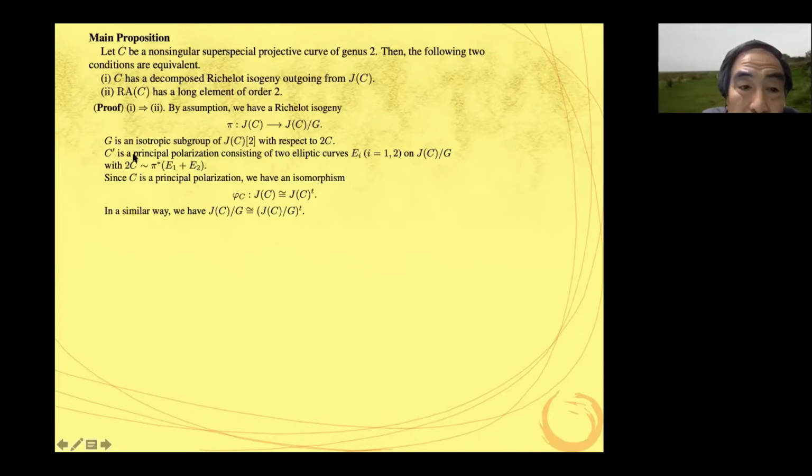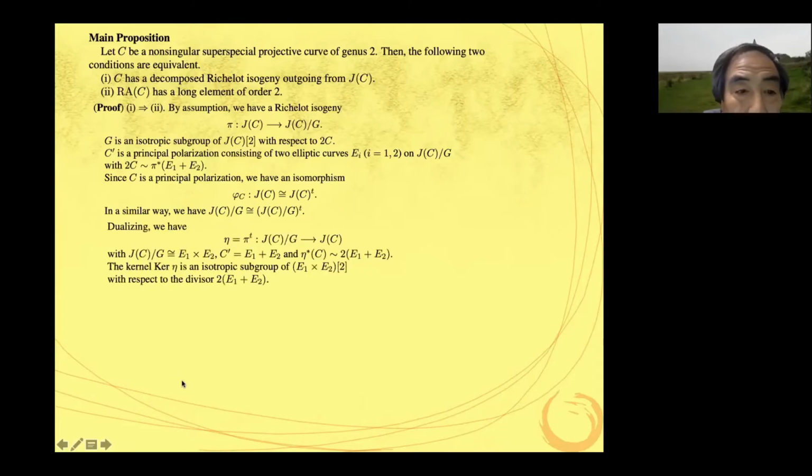So we have such a linear equivalence. C is a principal polarization. We have an isomorphism from JC to its dual. Similarly, we have this and this are isomorphic. JC over G is isomorphic to the dual of this dual. And so dualizing this situation, we have such a situation.